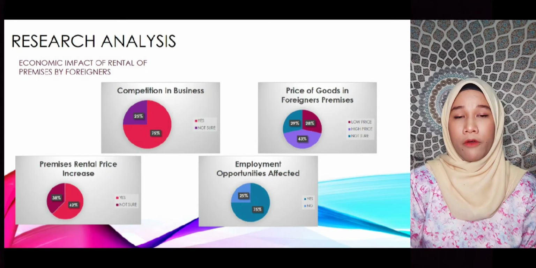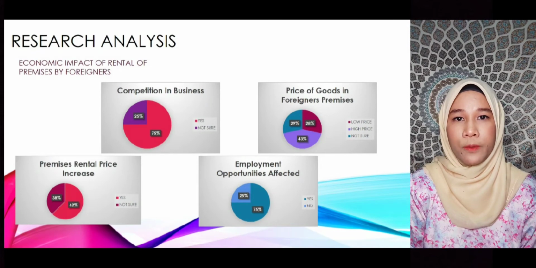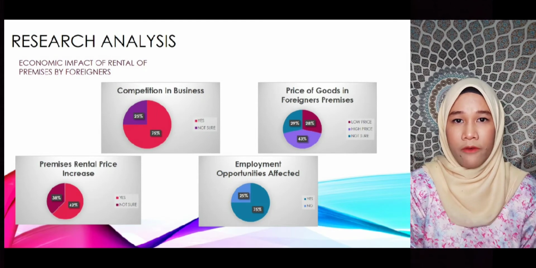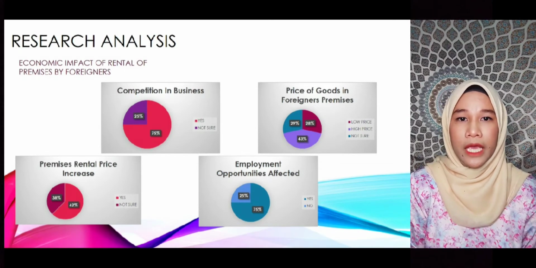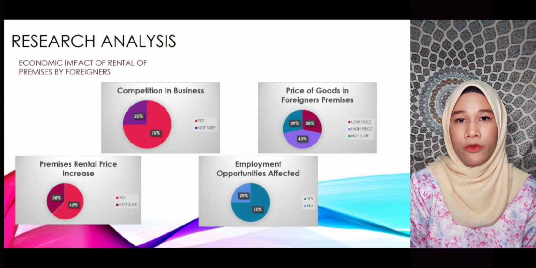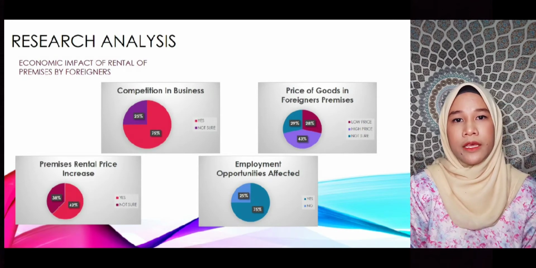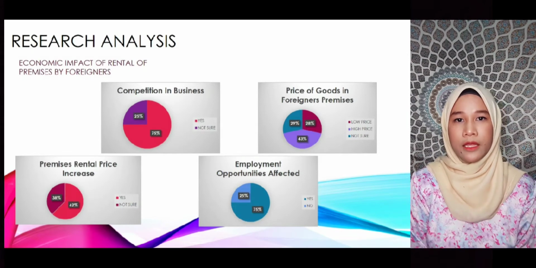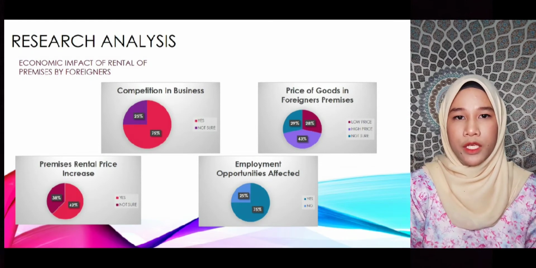In addition, employment opportunity is affected. 75% agree and 25% are unsure. Employment opportunity is affected because locals are not comfortable working in foreign premises, and foreign premise owners prefer workers from their own citizens. The last economic effect is the increase in the price of goods on foreigners' premises. 43% state the items they sold were expensive, 28% stated the items were cheap, and the remaining 29% are unsure.